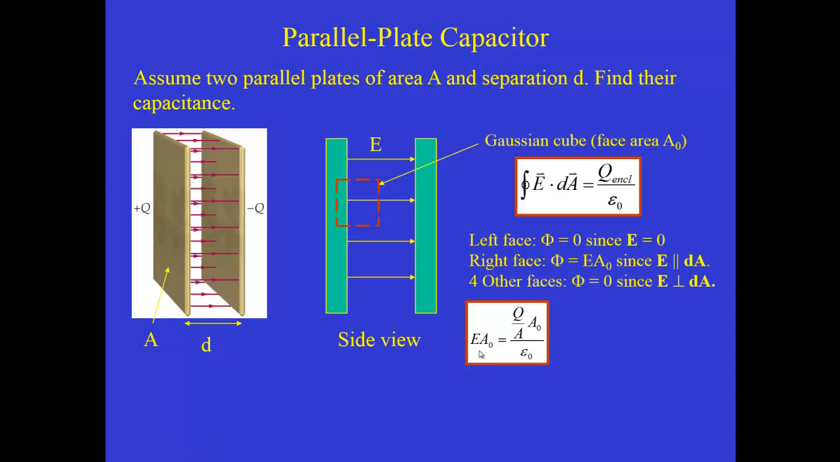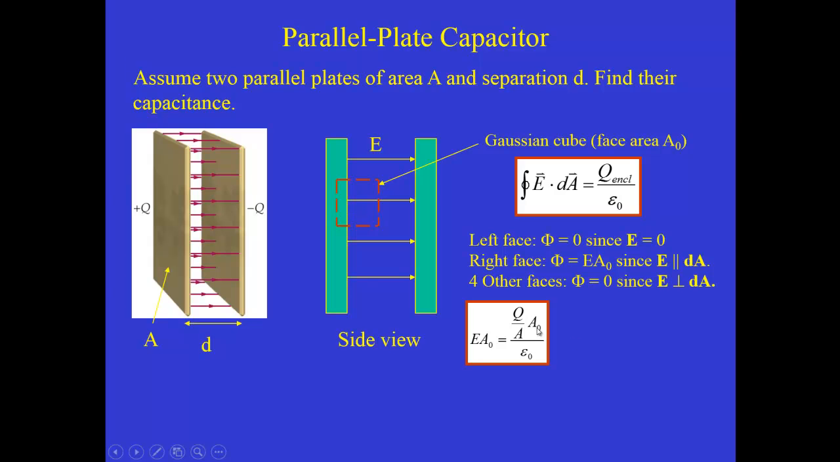And that means, on the left-hand side, all we have for that surface integral is just the electric field in between the plates times that surface area of the Gaussian surface, A0. The right-hand side is easy because these plates, if there's a certain charge Q on the plate and an area A, then charge per unit area, Q over A, multiplied by A0 tells us how much of the surface charge is enclosed by this Gaussian cube.